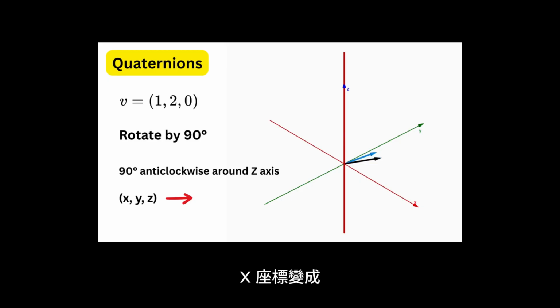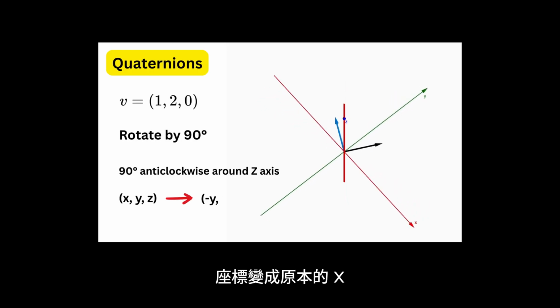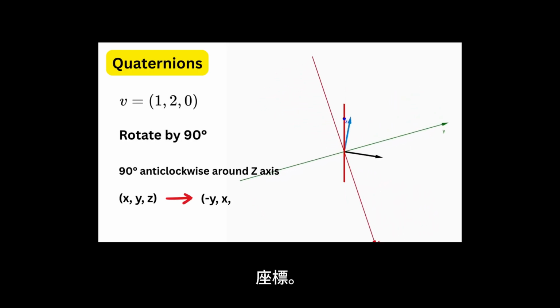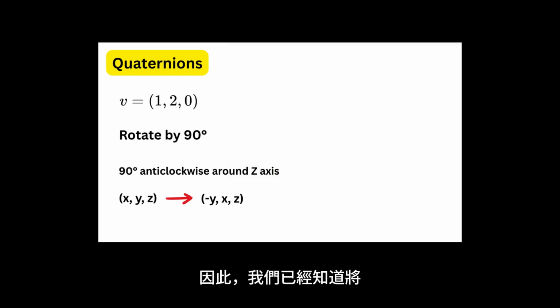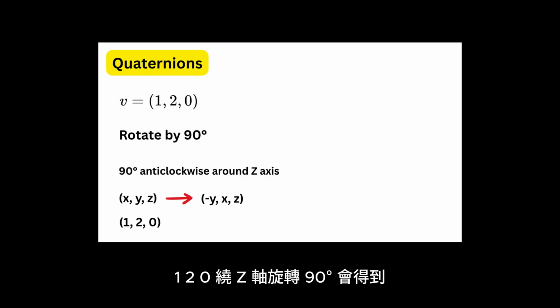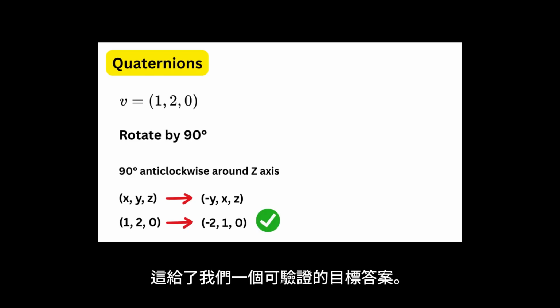The x-coordinate becomes the negative of the original y-coordinate. The y-coordinate becomes the original x-coordinate. The z-coordinate remains unchanged. Therefore, we already know that rotating 1, 2, 0 by 90 degrees around the z-axis will give the rotated vector -2, 1, 0. This gives us a target answer to verify.